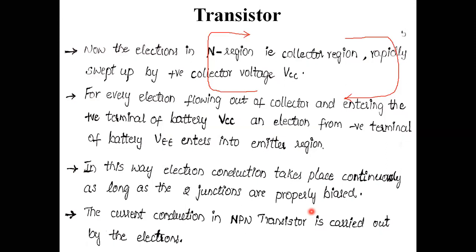The complete transmission of the electrons will take place from the emitter side to the collector side. Actually, those electrons are transmitting in the outer circuit of the transistor, the outer circuit of the entire circuit.